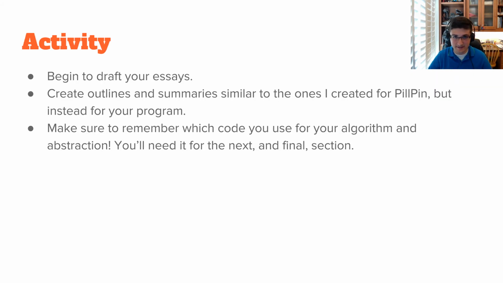Now, here's an activity. Begin to draft your essays, and create outlines and summaries like the ones I showed for PillPin, but instead for your program. Again, it saves a lot of time, and it gives you a general structure of where you want to begin when you're starting to actually write the essays. Then make sure you remember which code you use for your algorithm and abstraction, because you're going to need it for the next section when you're pasting your program code. I know most of you may only have one of either, but if you have more than one algorithm or abstraction, just keep in mind which one you talked about.